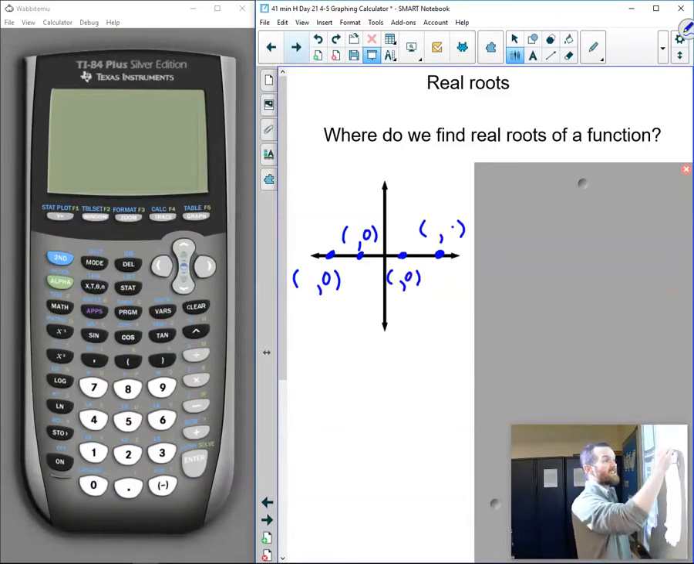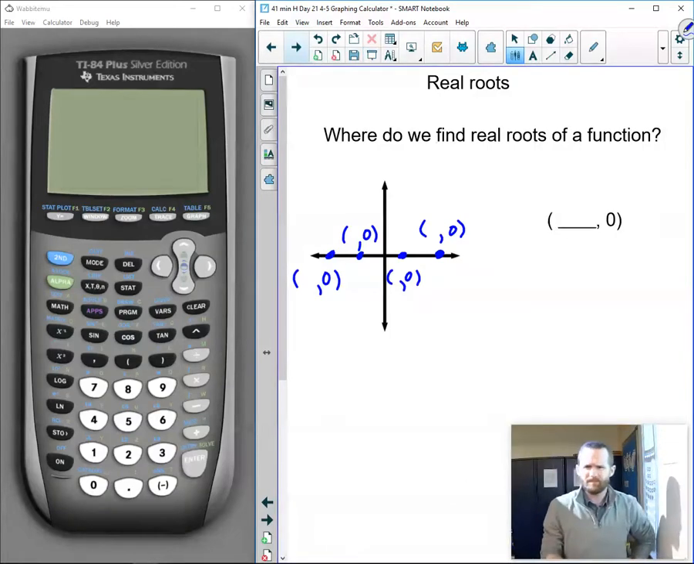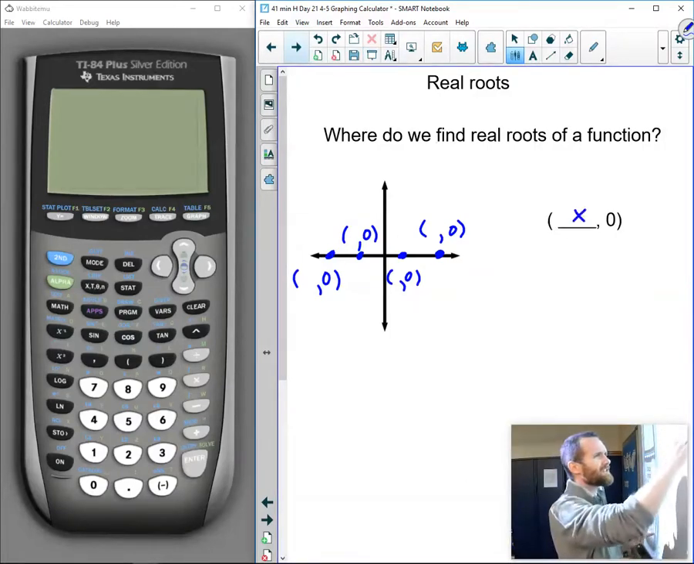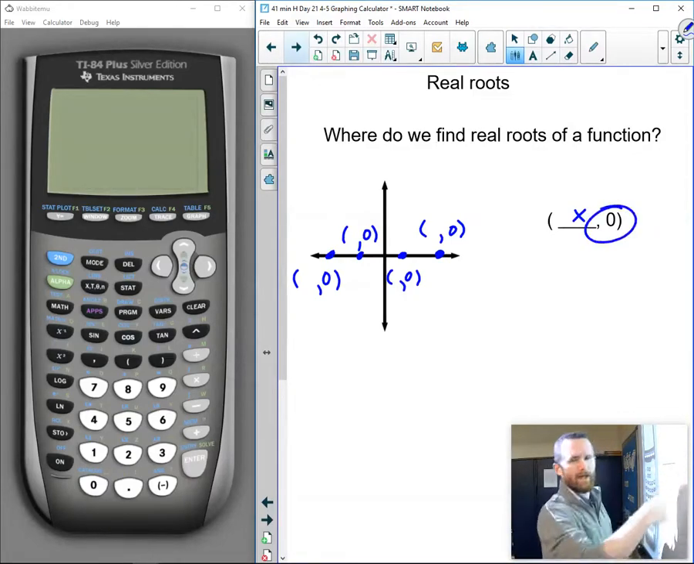We don't know what x is. X could be different for all of the real roots, but we don't move up or down from the origin, which means the y value is 0. So essentially, it's going to be some x value, and 0. Again, could be 5, could be 7, could be -3, but it's always going to have that y value of 0.